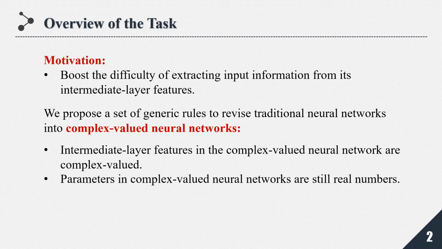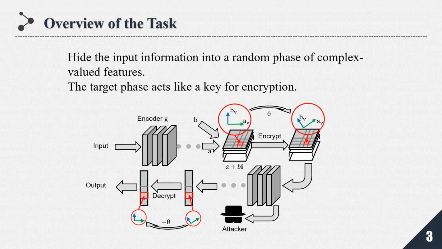Therefore, we propose a set of rules to transform traditional neural networks into complex-valued neural networks. Intermediate layer features in our networks are complex-valued, but all parameters of complex-valued neural networks are still real numbers. Our basic idea is to hide the input information in a randomly selected phase of complex-valued features. The target phase can be considered as the key for the encryption.